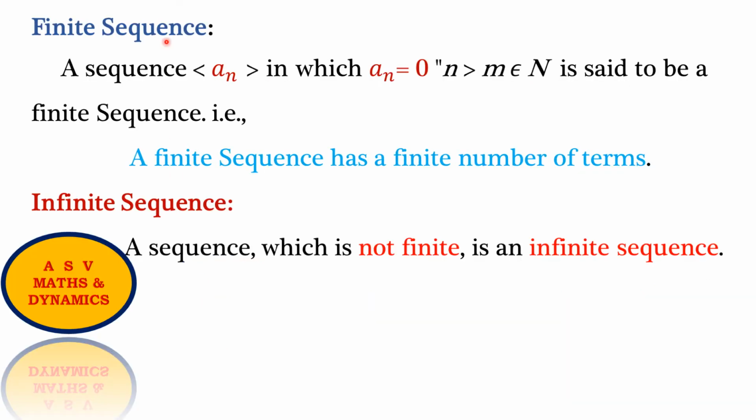So what is a finite sequence? You know this sequence well in the sentence, but it is common in the notation. an is equal to 0 for every n greater than m, where m belongs to N. You can take any one value. If an equals 0 beyond that, we can call it finite. A finite sequence has a finite number of terms, only a finite number of terms is there. An infinite sequence means it is not finite. That's all. It is an infinite sequence.